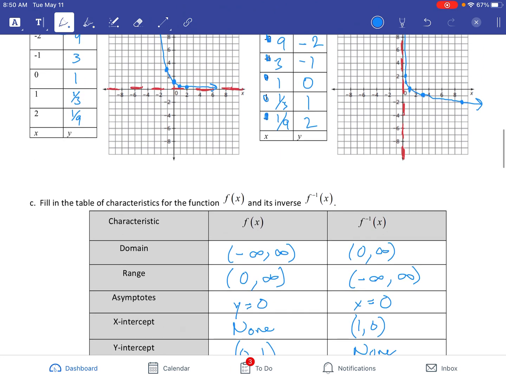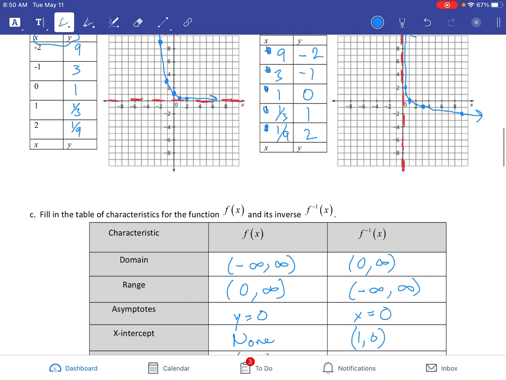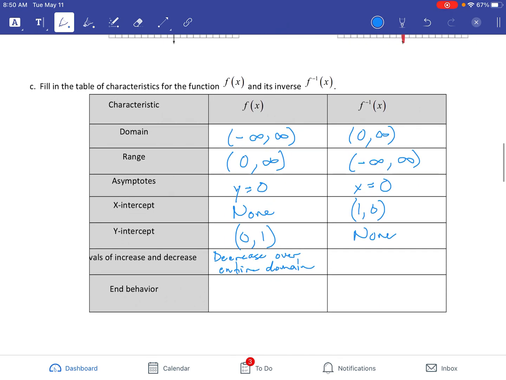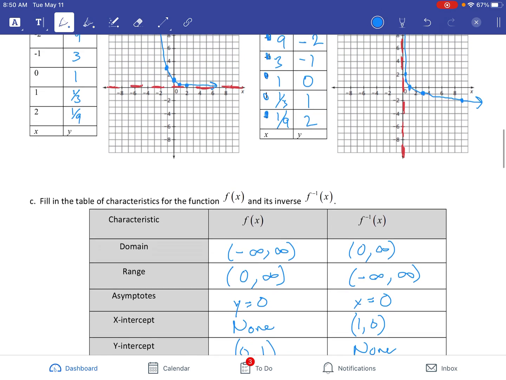Okay. The other function is also decreasing, but we're going to restrict what its domain looks like because it's not over from negative infinity to positive infinity. It's still decreasing over 0 to infinity. Finally, end behavior.